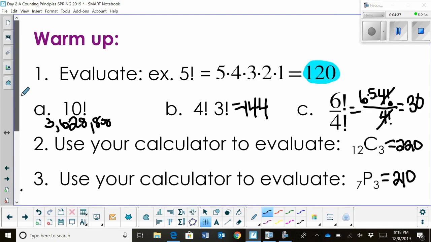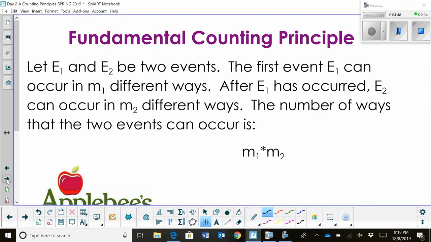Those were just some prerequisite skills we needed for this lesson. We needed to know factorials, and we needed to know how to type a combination and a permutation into our calculator. Okay, so let's start with the first concept, which is the fundamental counting principle.